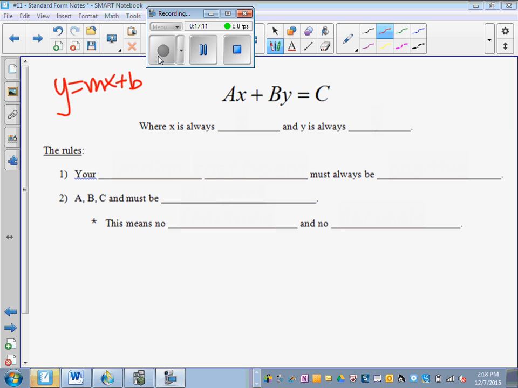Slope intercept form, yeah. So this was called slope intercept form. Anybody know why this was called slope intercept?